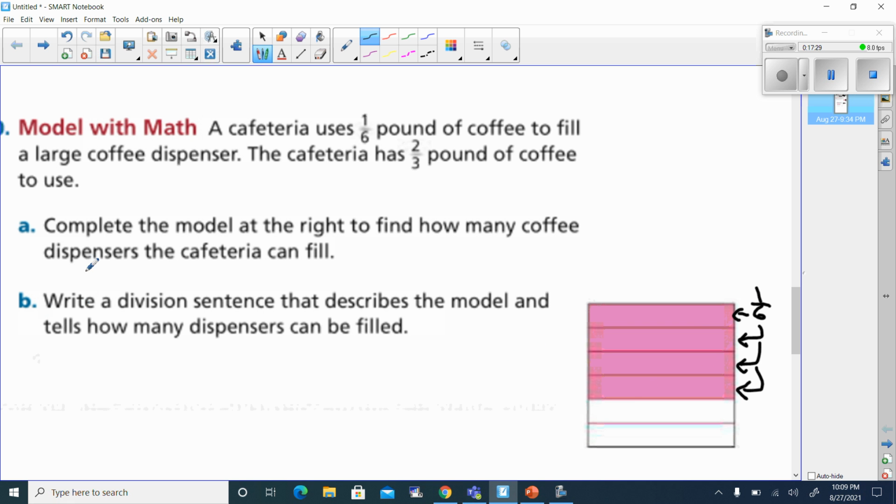Let's go ahead and use math to solve this. Write a division sentence, describe the model, and tell how many dispensers can be filled. You might be tempted to put 1/6 pound divided by 2/3, but remember, the cafeteria has 2/3 pounds of coffee to use. We're dividing that 2/3 by 1/6 pound for each large coffee dispenser, right? So this is really 2/3 divided by 1/6.